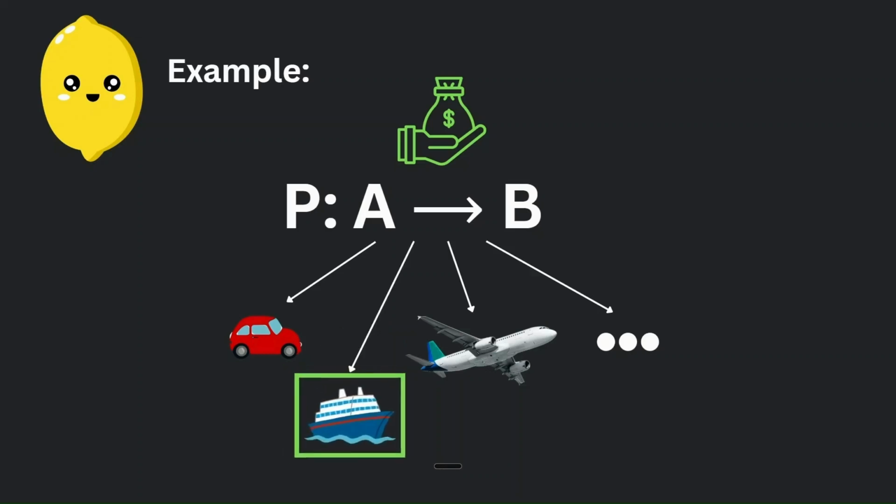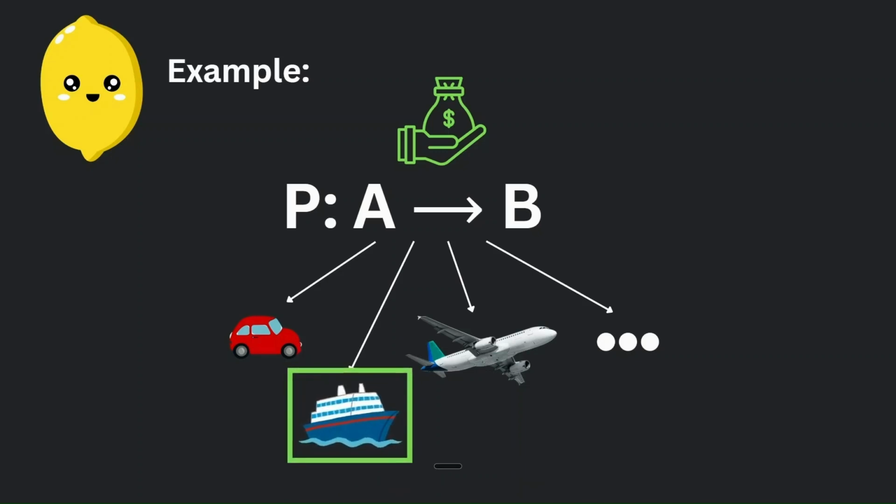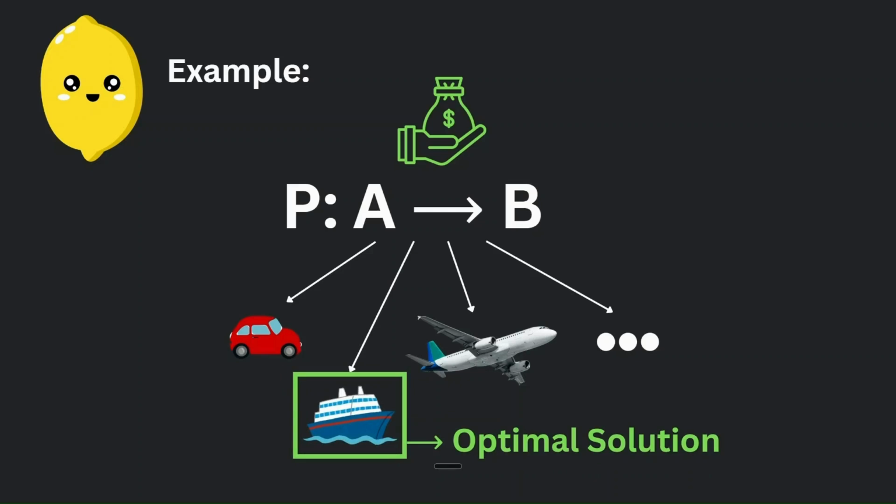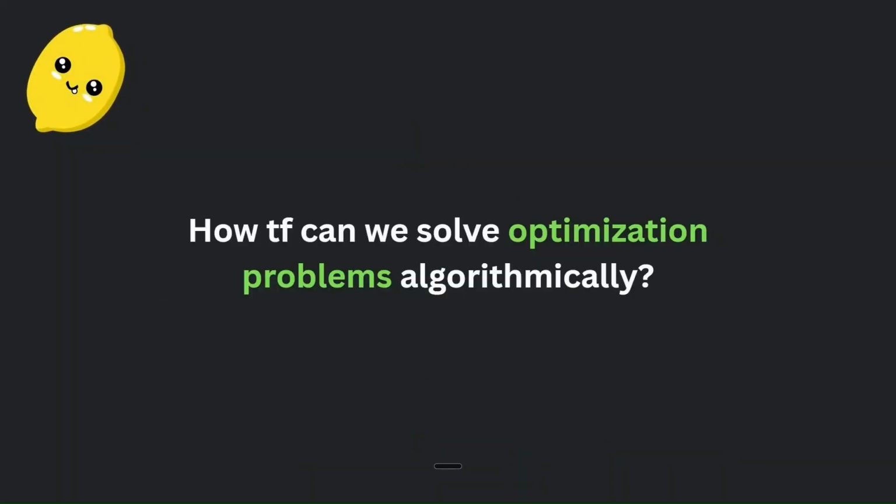Suppose that after checking all options, we discover that going by ferry gives us the lowest cost. So, that solution, the ferry, is what we call the optimal solution because it is the best one according to our objective. Now, this raises an important question. How can we solve these problems algorithmically? Which is our nightmare, basically.